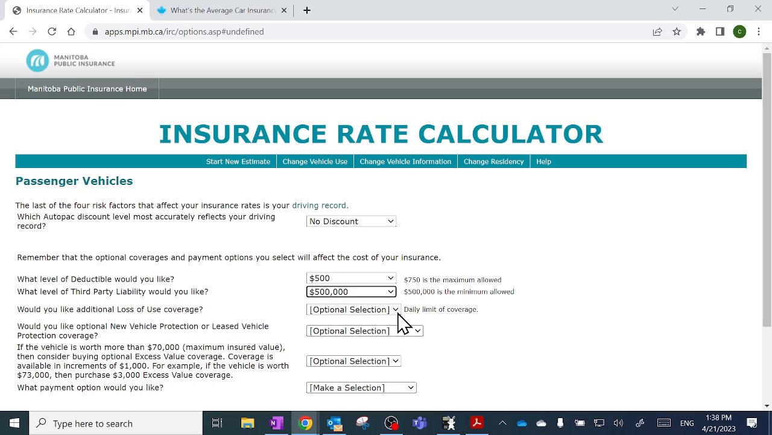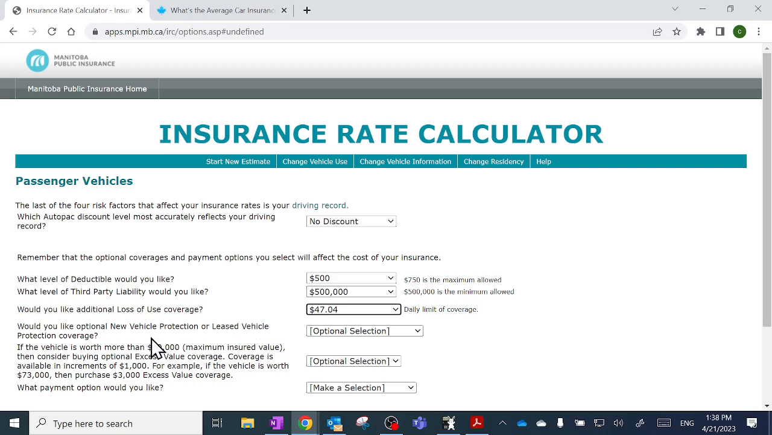Would I like loss of use coverage? You bet I would. There's the number. I didn't know it off the top of my head. It's $47.04 a day that you get paid to help you rent something to drive to work. All right. Is this a brand new vehicle?